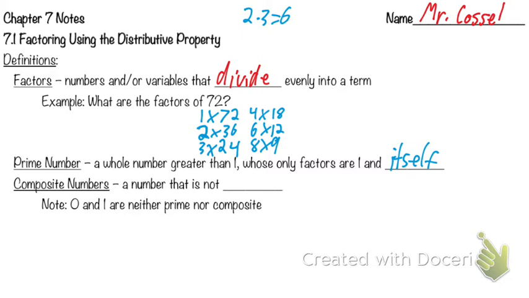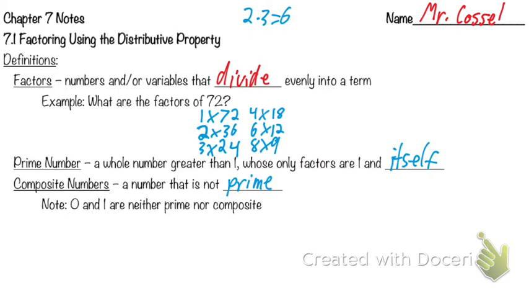All right, composite numbers, that's the opposite. It's a number that is not prime. So raise your hand for an example of a composite number. Lincoln. 6, 3 times 2. Logan. 10, 5 times 2. Hayden. 4, 2 times 2.